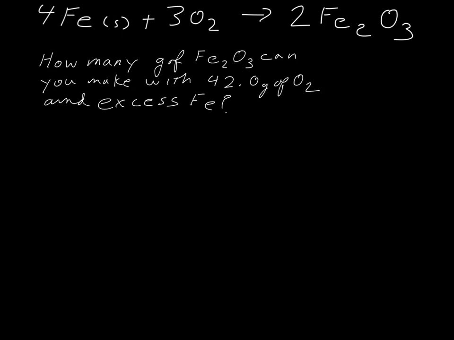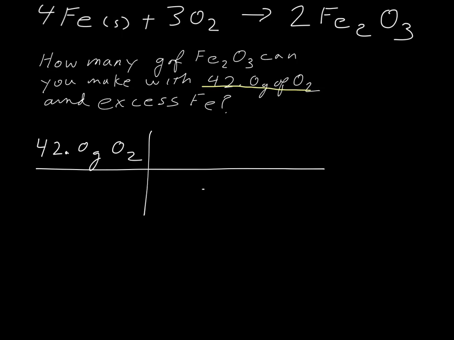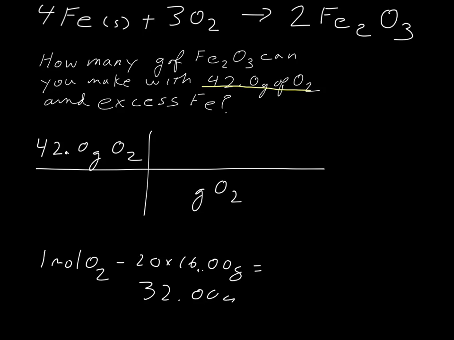We look at our problem and we see one number to start with, 42 grams. So I have 42 grams of oxygen. I don't want grams of oxygen, so my next step is to place grams of oxygen where they'll cancel out. The only thing I ever know about grams is the molar mass. 1 mole of oxygen contains 2 moles of oxygen atoms. According to my periodic chart, each one has a mass of 16 grams. So 32 grams equals 1 mole of oxygen.